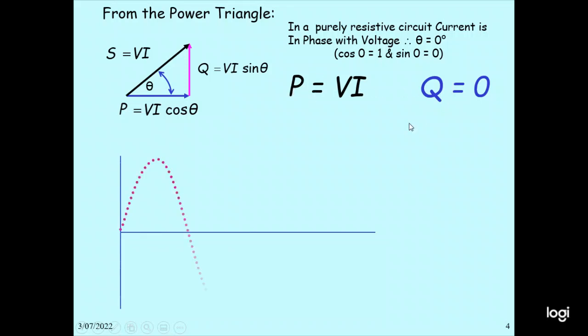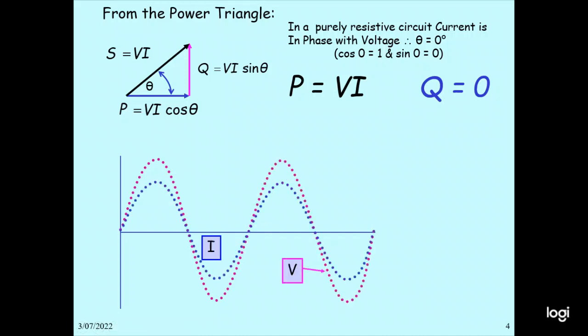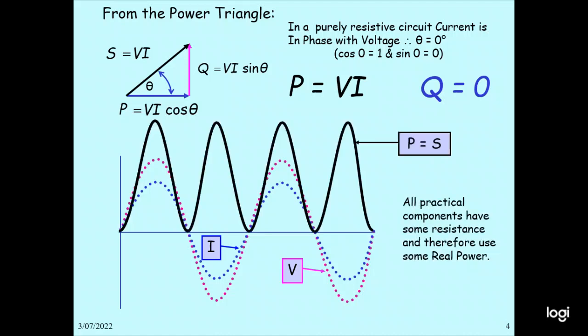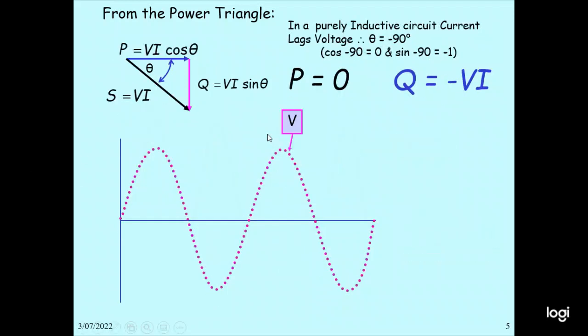In this circuit voltage diagram, the voltage is pink and the current is blue. For a pure resistance circuit, voltage and current are in phase like this. And power will be the black one. This is the power graph. So in this case, our real power triangle: P equal to VI cos theta.